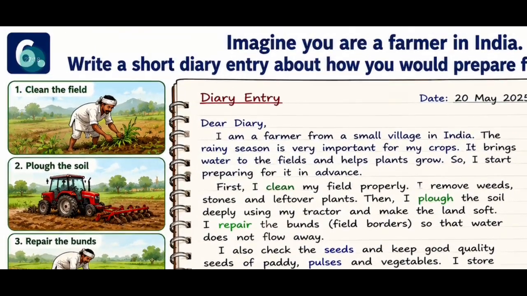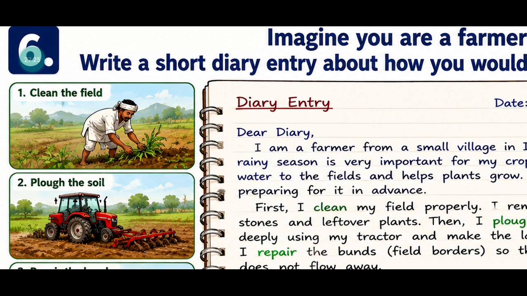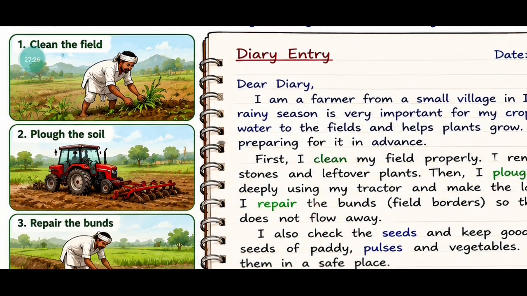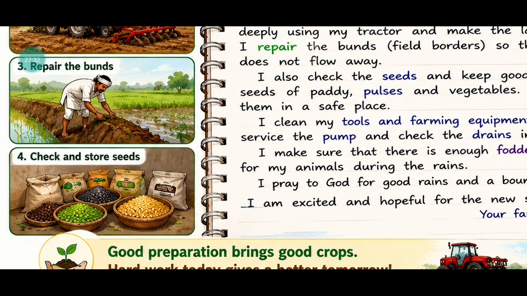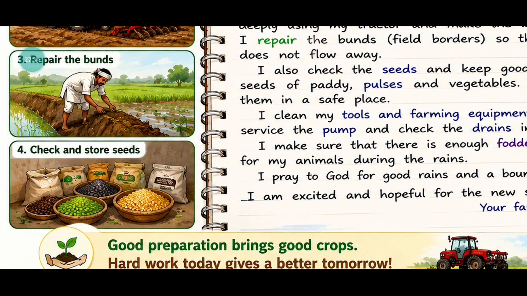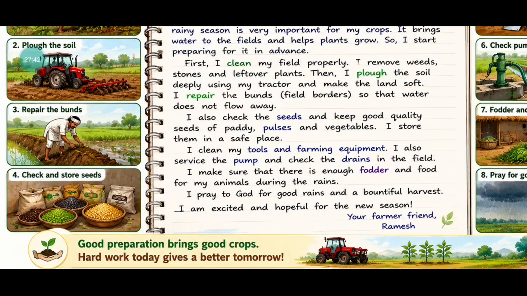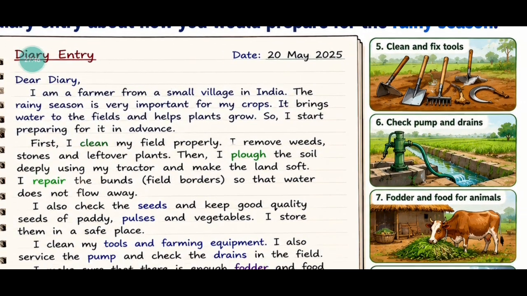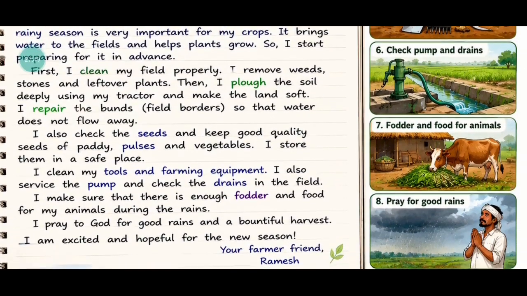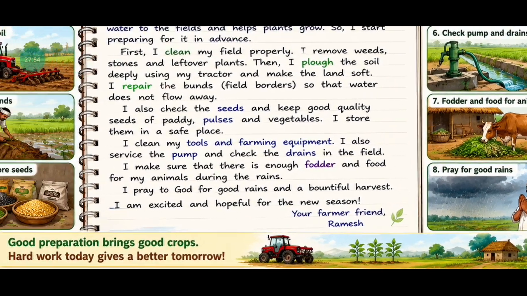Fine, children. So here by watching these images also you can understand the preparation of the farmer. So first of all, clean the field and then plow the soil, then repair the bunds, okay, then check the stored seeds, or purchase good quality hybrid or HYV seeds from the market. Okay, HYV seeds, high yielding variety seeds. Then clean and fix tools and check pumps and drains, and then fodder and food for animals. Pray for good rain. Okay, here it is.